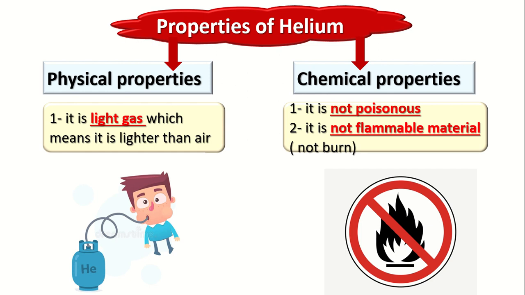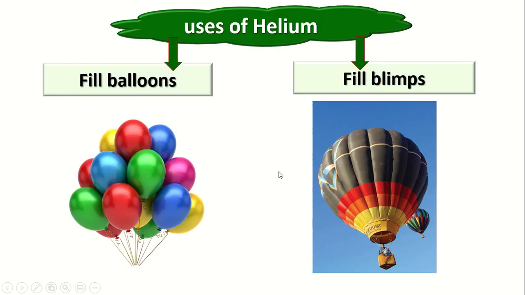Flammable means that it burns, so not flammable means it doesn't burn. So it is not poisonous, not flammable. So it's a safe gas because it is not poisonous and not flammable. And these are chemical properties. So again, the helium has physical and chemical properties. The physical property is that it is a light gas, which is lighter than the air, and the chemical properties of helium are that it is not poisonous and not flammable.